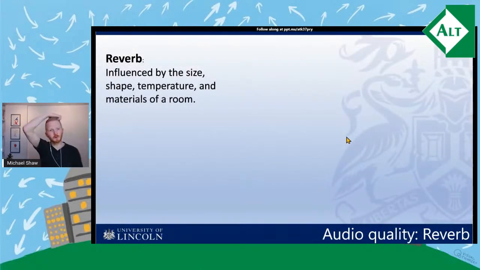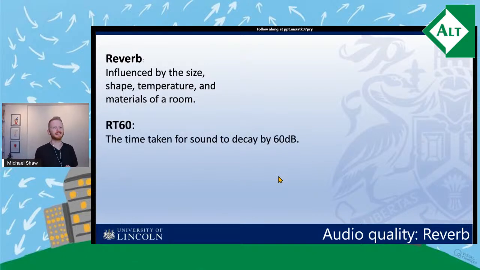One of the things that struck me most about listening to a range of recordings was the amount of natural reverb from a room and from different rooms. I started to wonder what effect this would have on captions. And reverb is influenced by the size, the shape, the temperature, and the materials that the walls, floor, and ceiling are made out of. And reverb in a room is measured by a value called RT60, which is the amount of time, usually in milliseconds, it takes for sound to decay by 60 decibels.